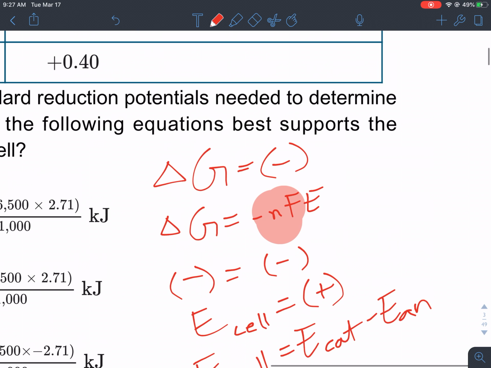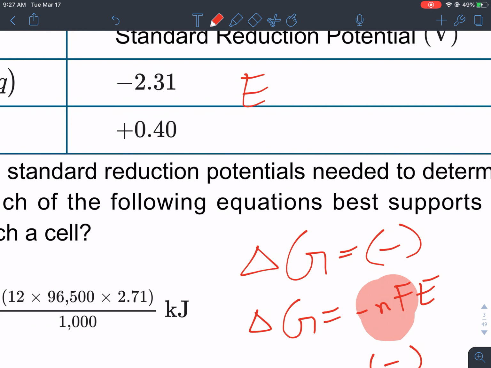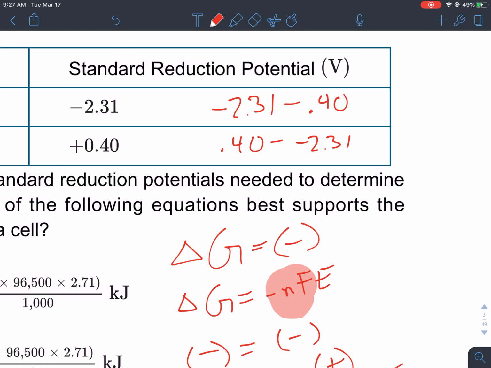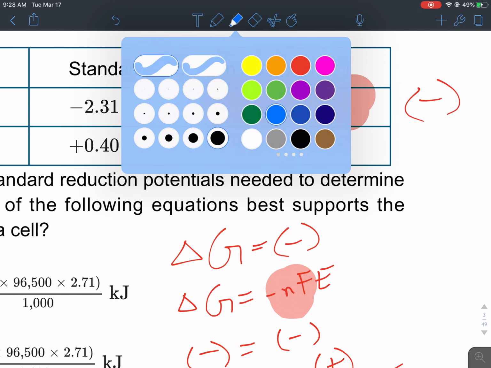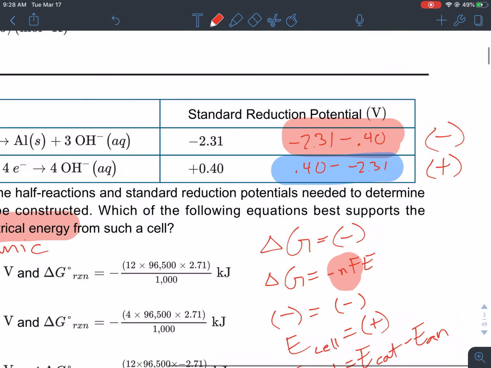Now, if this has to be positive, let's do this with these two standard reduction potentials. We're going to treat this like the cathode: negative 2.31 minus 0.40. Or you could do 0.40 minus negative 2.31. I'm not going to calculate that number, it's a waste of time. But you can see that if I do this version of it, I will end up with a negative number. That's not what I want. If I do this version of it, I will end up with a positive number, and that is what I want. I want a positive E cell.